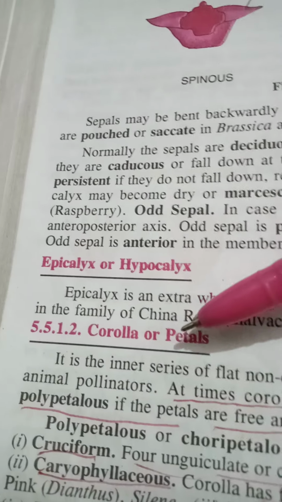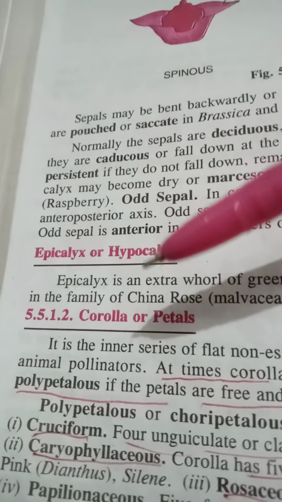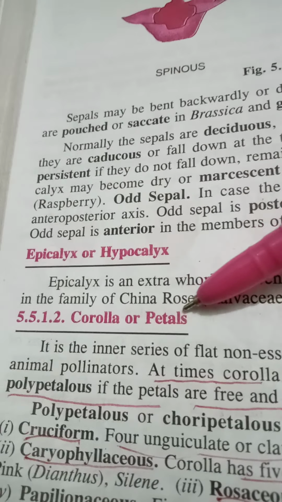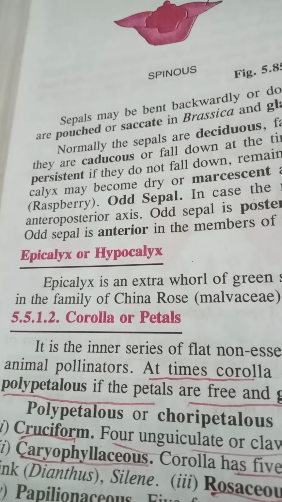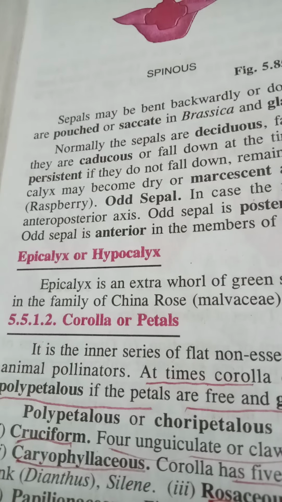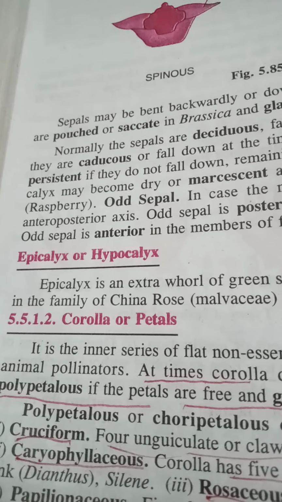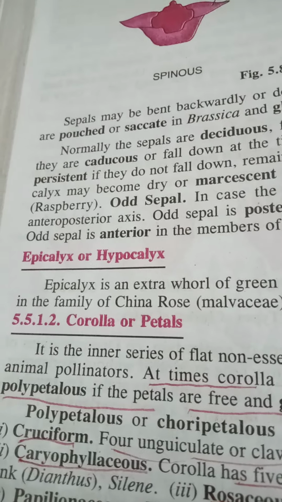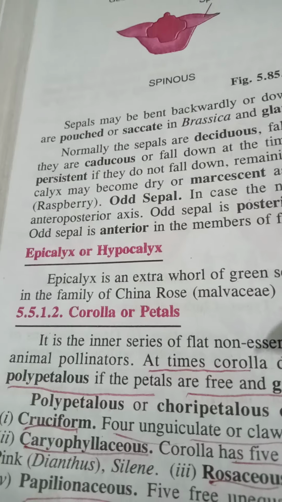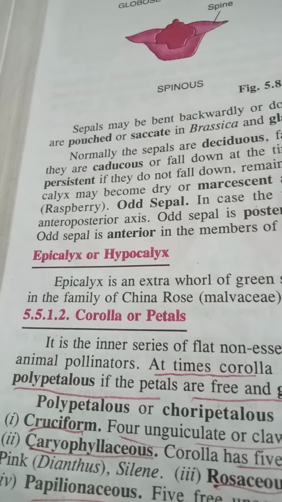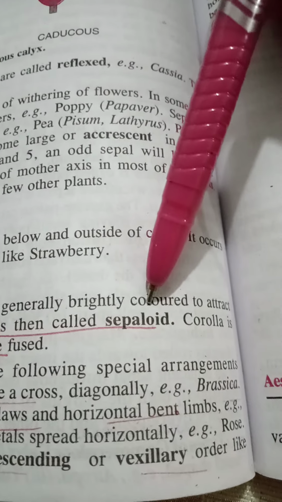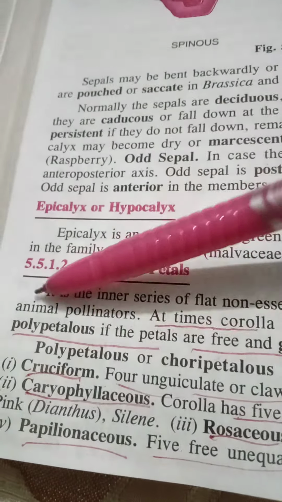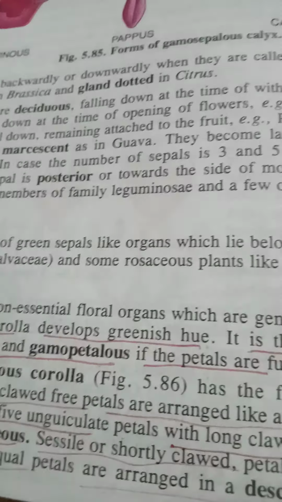Now next we come to the second whorl of the flower, that is the corolla. This is the colorful whorl, and here the main function is to provide pollination. That means it will attract the insect due to its color, and secondly provide protection to the essential whorls. Now here also, if the petals are green in color, it is known as sepaloid. If they are free, it is polypetalous condition. If they are fused, then it is known as gamopetalous condition.